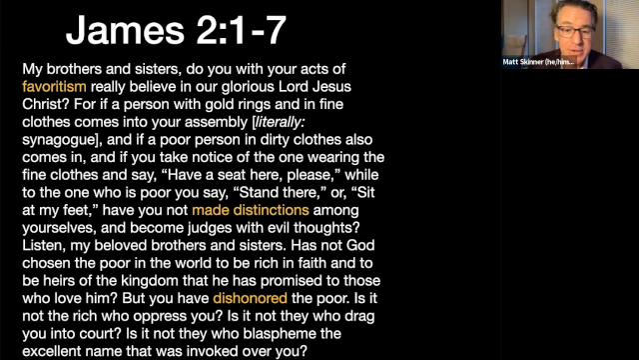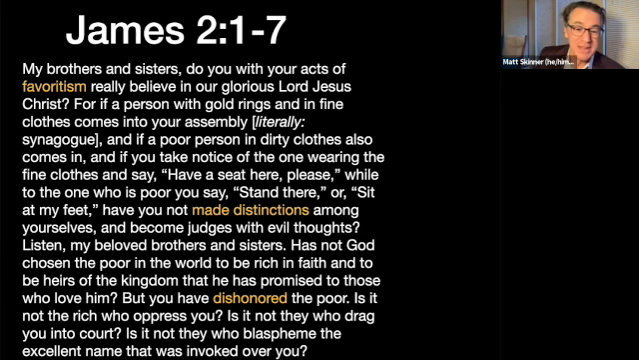inconsistent with the community. So then James goes on, listen, my beloved brothers and sisters, hasn't God chosen the poor in the world to be rich in faith and to be heirs of the kingdom that God has promised to those who love God? But you have dishonored the poor. So let's pause there again.